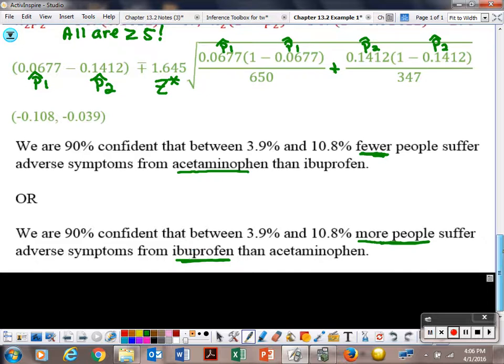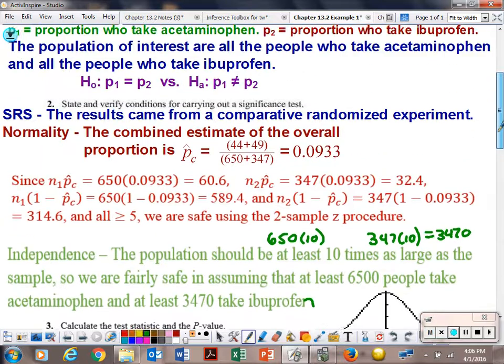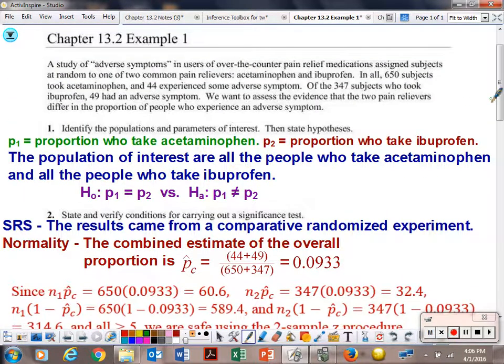Okay, if you think about it, go back up here, it kind of makes sense because 44 out of 650 had adverse symptoms, where 49 out of 347 had adverse symptoms for ibuprofen. So, if you think about it, you could kind of figure that out because the sample size for the acetaminophen is quite a bit larger with fewer adverse symptoms than the sample size for ibuprofen and the adverse symptoms there.